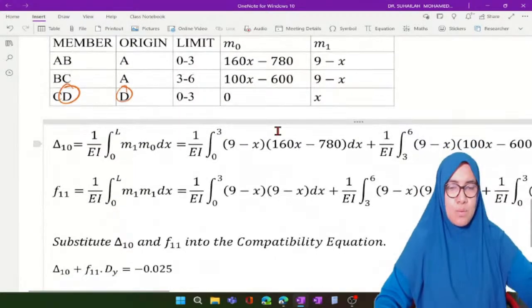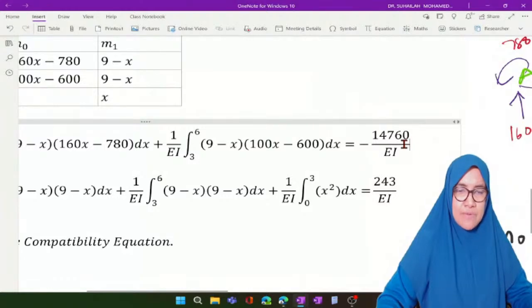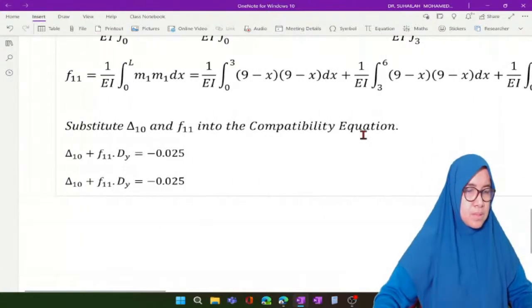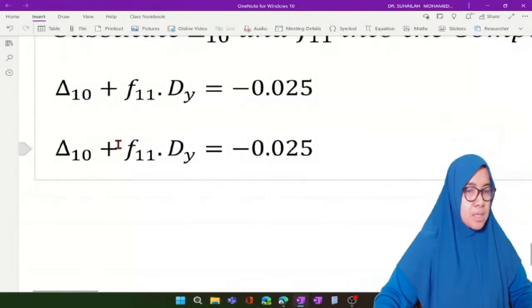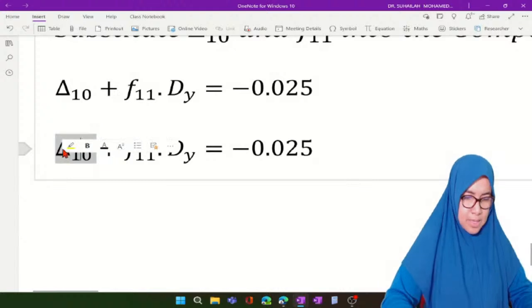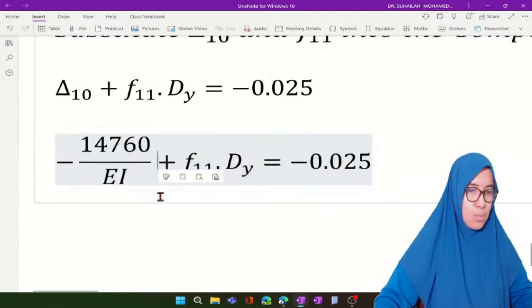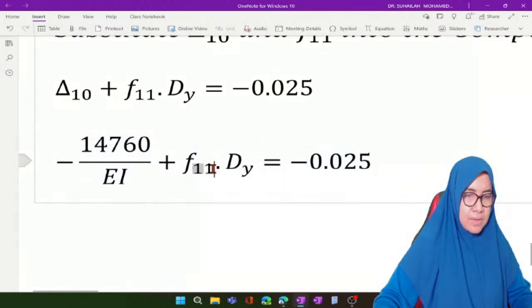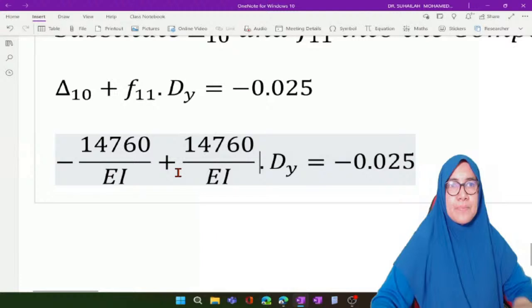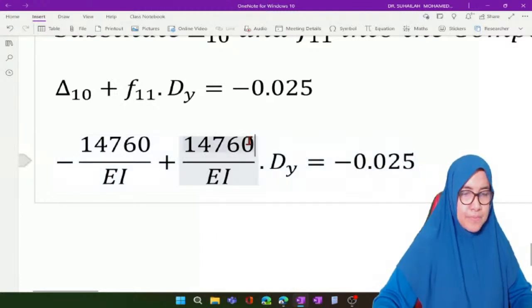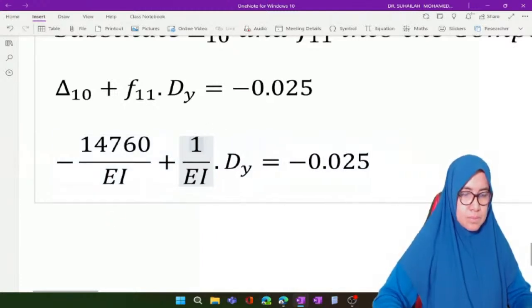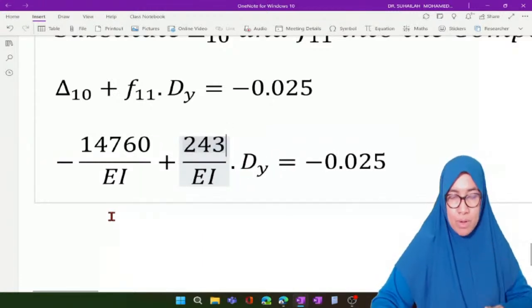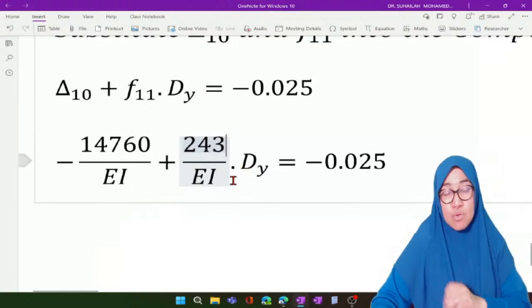Delta 1 naught is equal to negative 14760 over EI, and replace F11 with 243 over EI. So F11 times the dy is equal to negative 0.025.